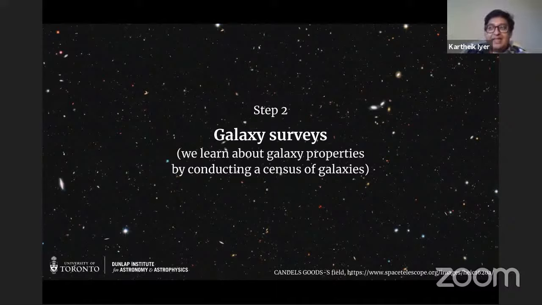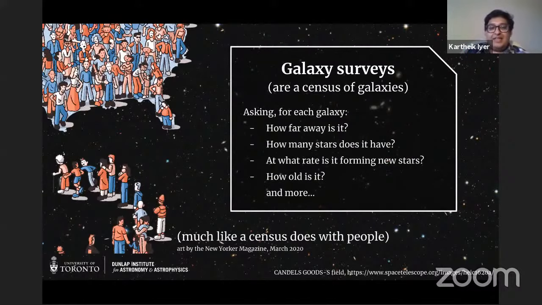And this is basically conducting a census of galaxies. So a galaxy survey looks at a very large population of galaxies, a representative population of galaxies, and asks each galaxy questions the way a regular census would ask: how many people live in this house, what are the ages of the people. In the same way, a galaxy survey would ask, for each galaxy, how far away is the galaxy, how many stars does it have, what's the rate at which it's forming new stars, how old is it, and questions like this. And we'll see later on what we get by asking these questions.